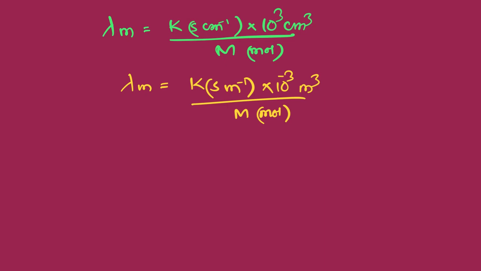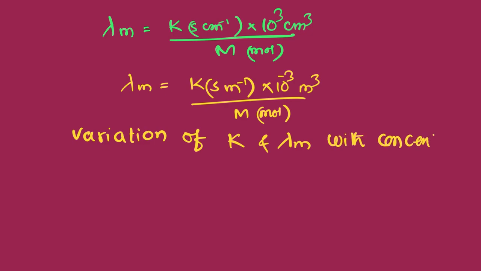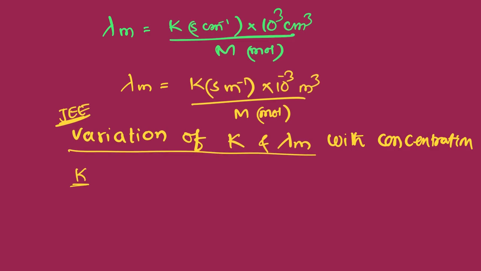Now we know what the molar conductivity is, and we know what the simple conductivity is. Now, how do these vary with concentration? Variation of K and lambda m with concentration. This was asked once in the JEE Mains exam also, that's why you have to focus on this. It is also asked in all board level exams. Now, first I will discuss K. I think I already discussed it, but once again I am repeating.